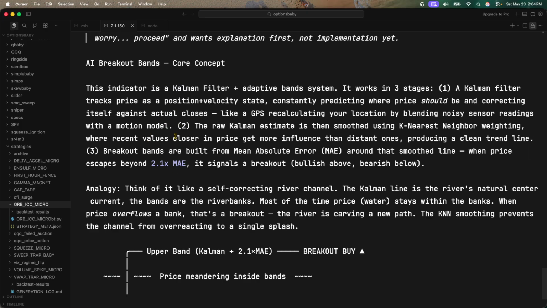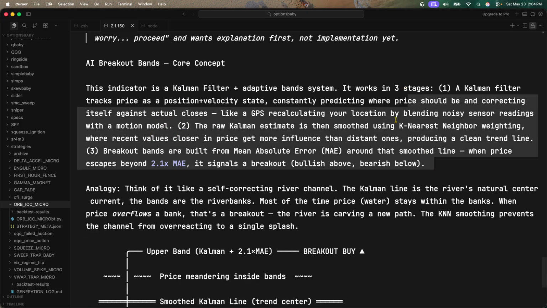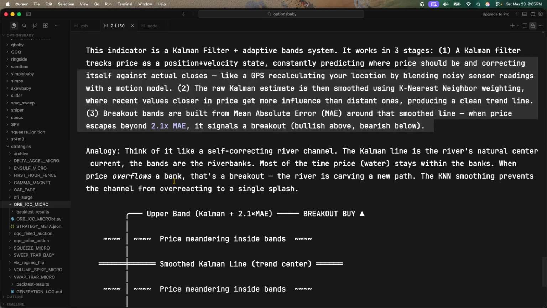All right, so I'm just going to read the analogy. We already read this with ChatGPT, so I'm not going to go over that again. So think of this like a self-correcting river channel. The Kalman line is the river's natural center current. The bands are the river banks. Most of the time, the water stays within the banks, but when the price overflows a bank, the breakout, the river is carving a new path.